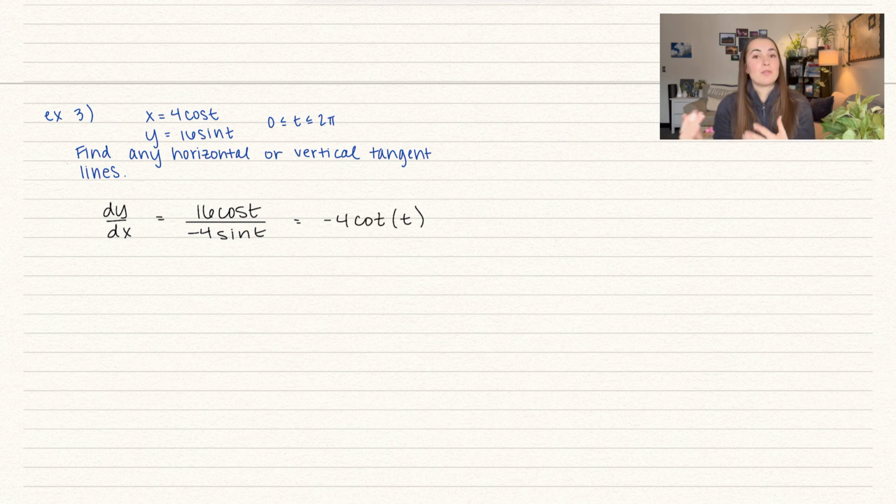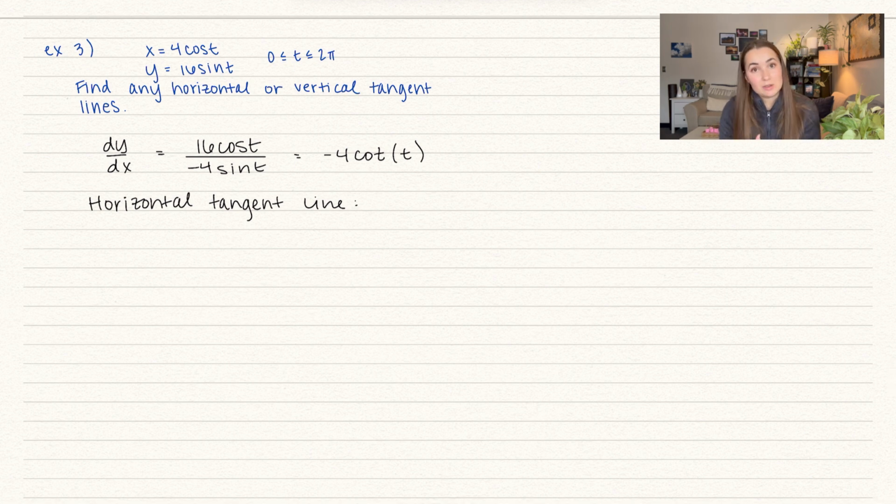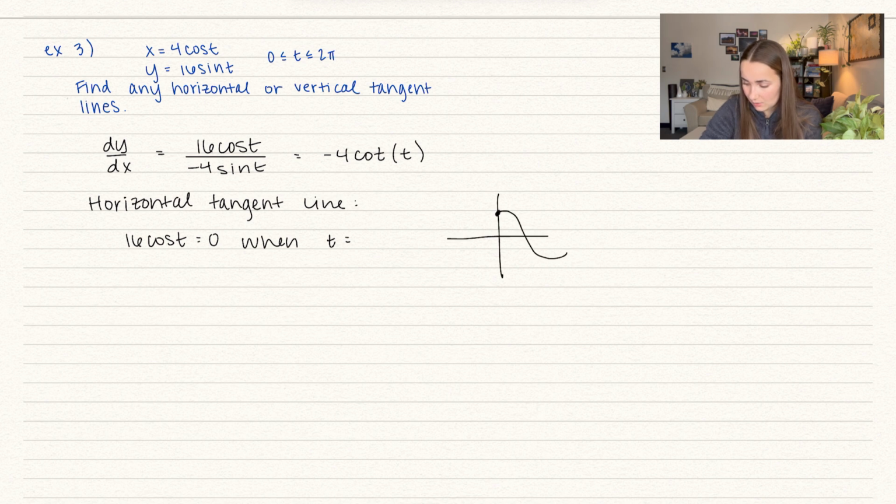And we're going to talk about first the horizontal tangent line. So the horizontal tangent line is going to occur when the derivative is equal to 0, right? It's changing from increasing to decreasing or vice versa. So let's just set the numerator equal to 0. 16 cosine of t is equal to 0 when we have t values of, let's draw cosine. We start up here, then we go down and back. So this is going to be at pi over 2 and 3 pi over 2.